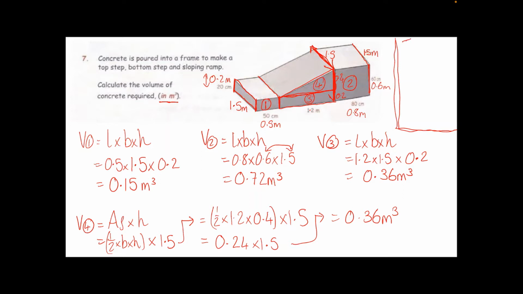So my total volume then is going to be my 4 numbers added together. We'll squeeze that 6 in there. So if I add them up, 0.15 plus 0.72 plus 0.36, 0.36, and that gives us 1.59 metres cubed as our total volume.